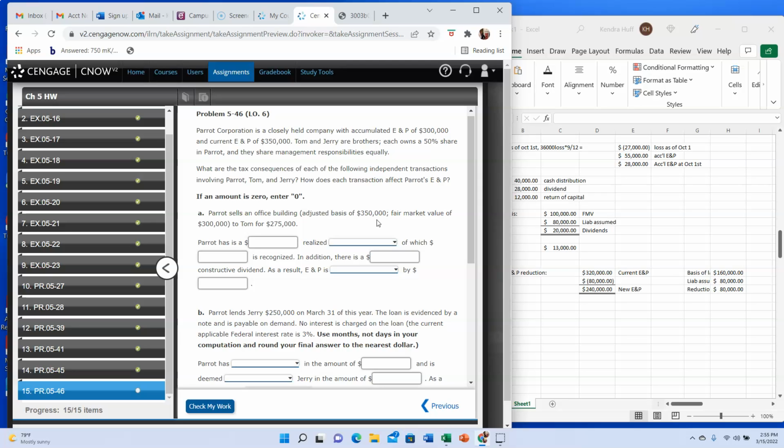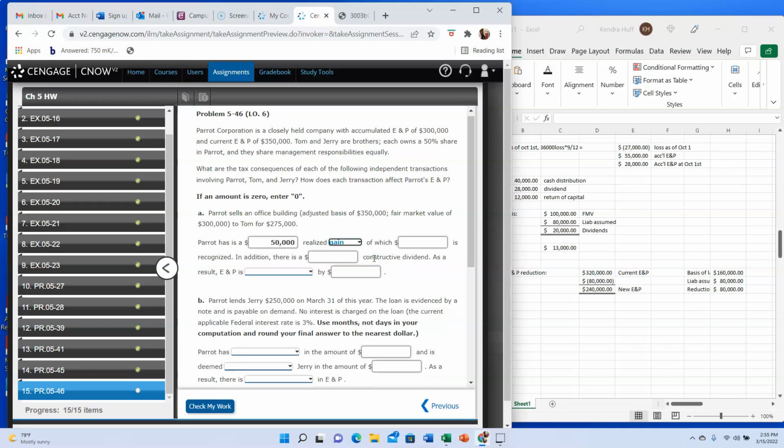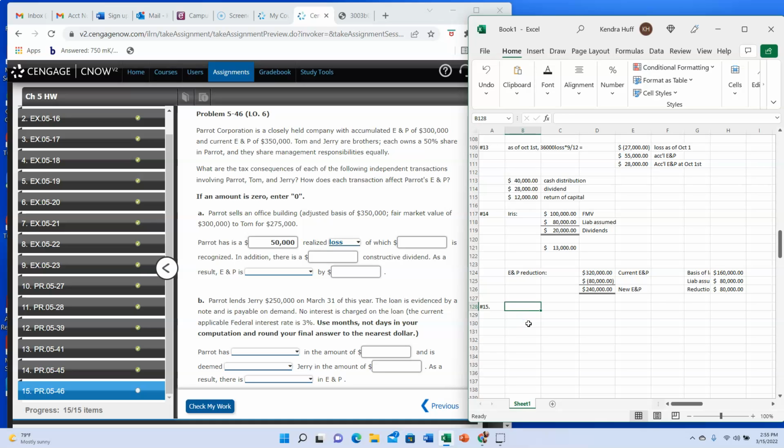Parrot sells an office building with an adjusted basis of $350,000 and a fair market value of $300,000 to Tom for $275,000. Now, part of the thing you need to remember on here is that since everybody is related, the numbers are done a little bit differently. Okay, so Parrot has a $50,000 realized gain. I'm sorry, I read these backwards. It's a loss.